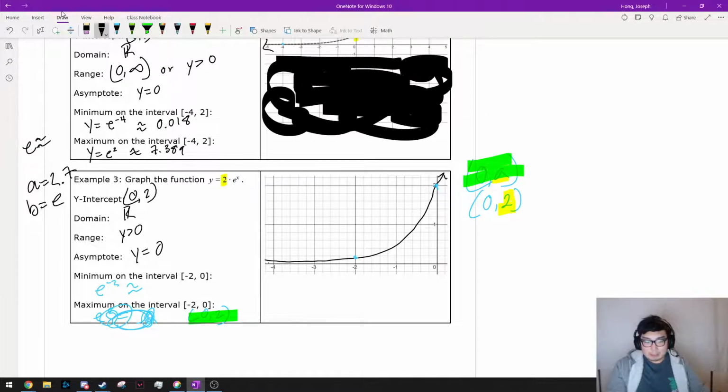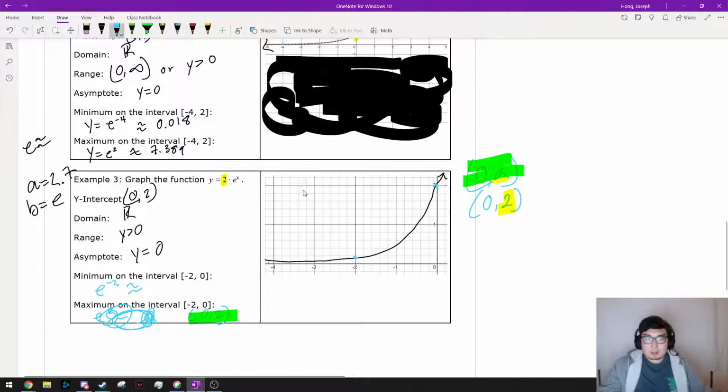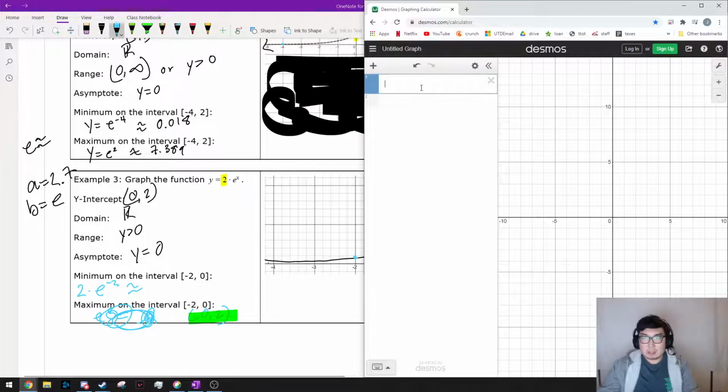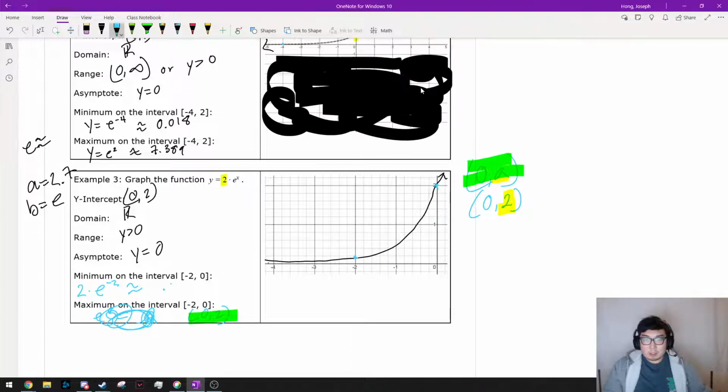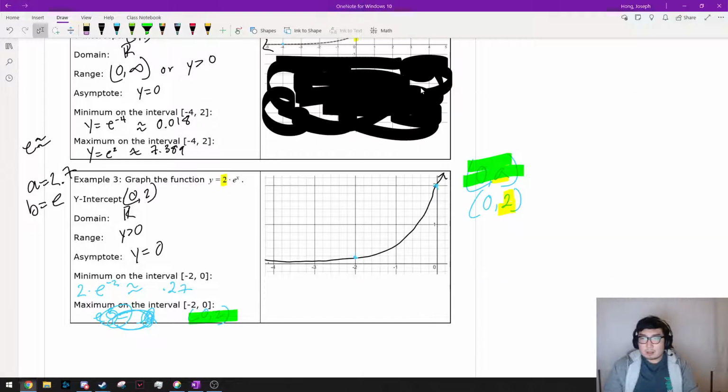So all we gotta do is type this in. Ooh, this is also e to the power of -2 times 2. That is 2 times e to the power of -2. That is 0.271. So yeah, there you go.